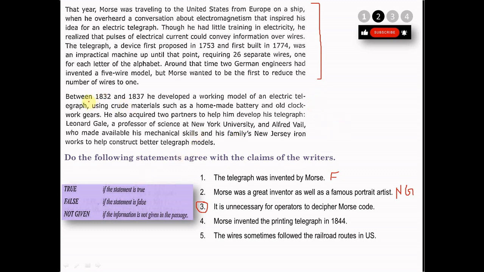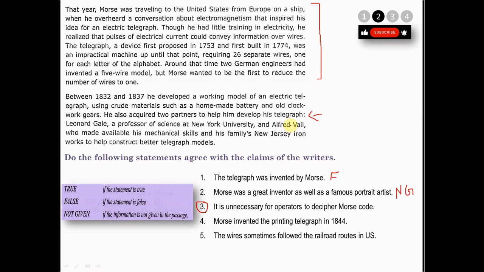Yes. So between 1832 and 1837, he developed a working model of an electric telegraph using crude materials such as a homemade battery and old clockwork gears. He also acquired two partners to help him develop his telegraph. So look at these colons. A colon means something is about to be elaborated. So "help him develop his telegraph," now there will be the elaboration. How did they help?